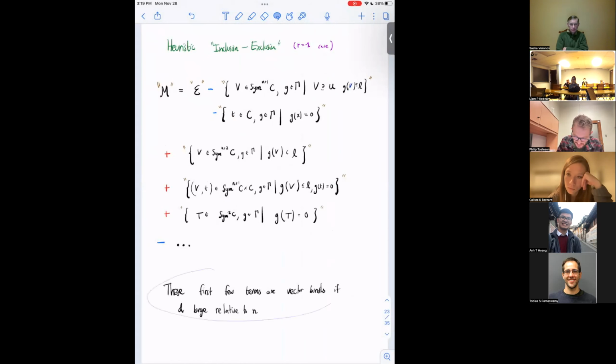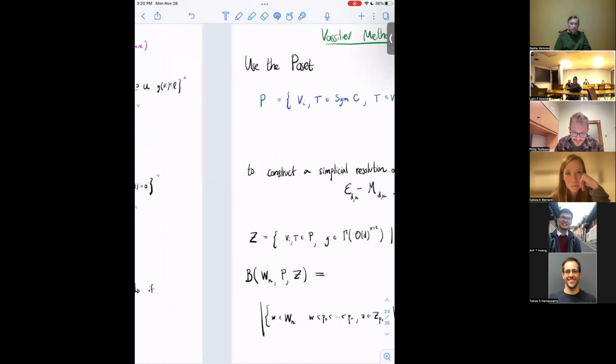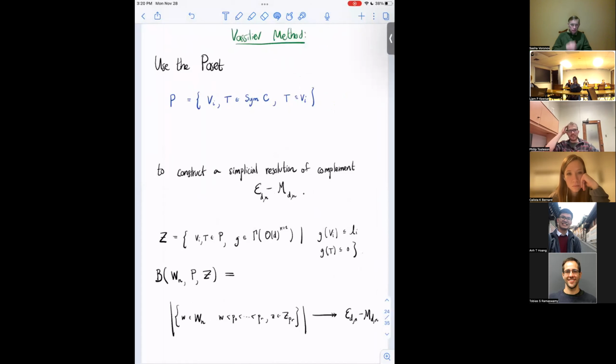And the nice thing is that if you look at each of these incidence correspondences, they're all vector bundles over something. So these terms are all going to be vector bundles, at least provided that your number D is sufficiently large relative to M. The more formal version of this heuristic inclusion-exclusion is called the Vasiliev method.